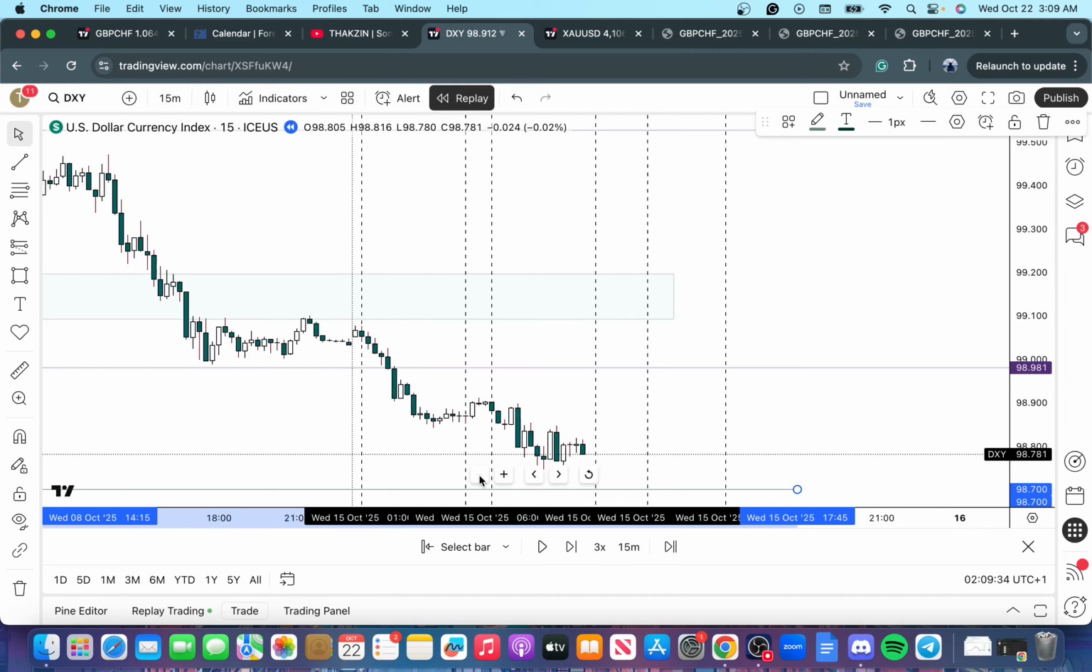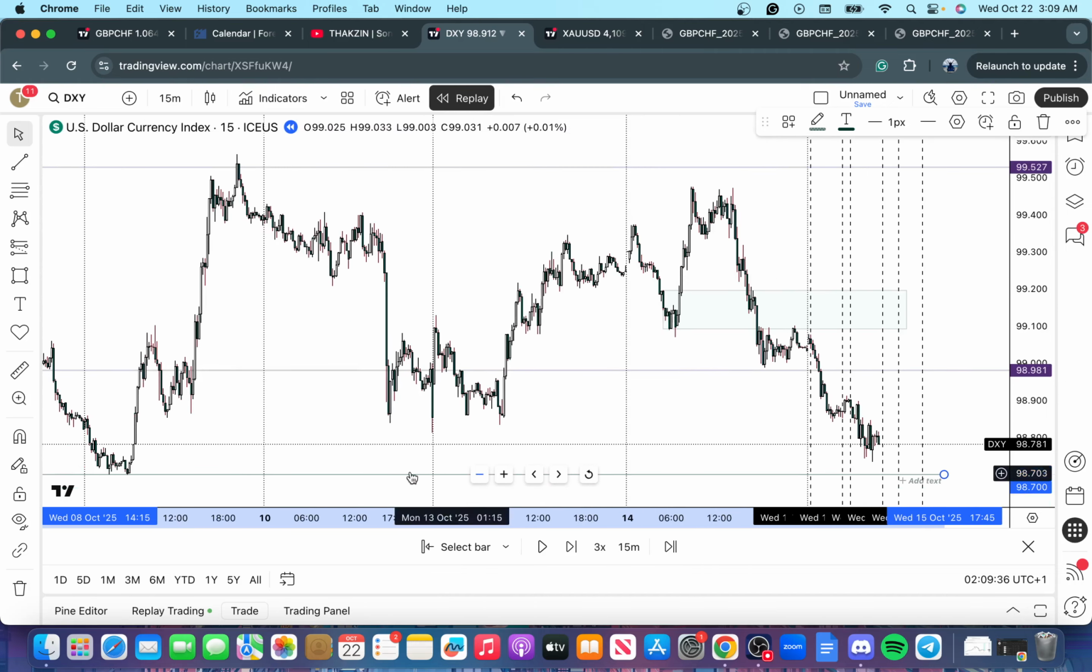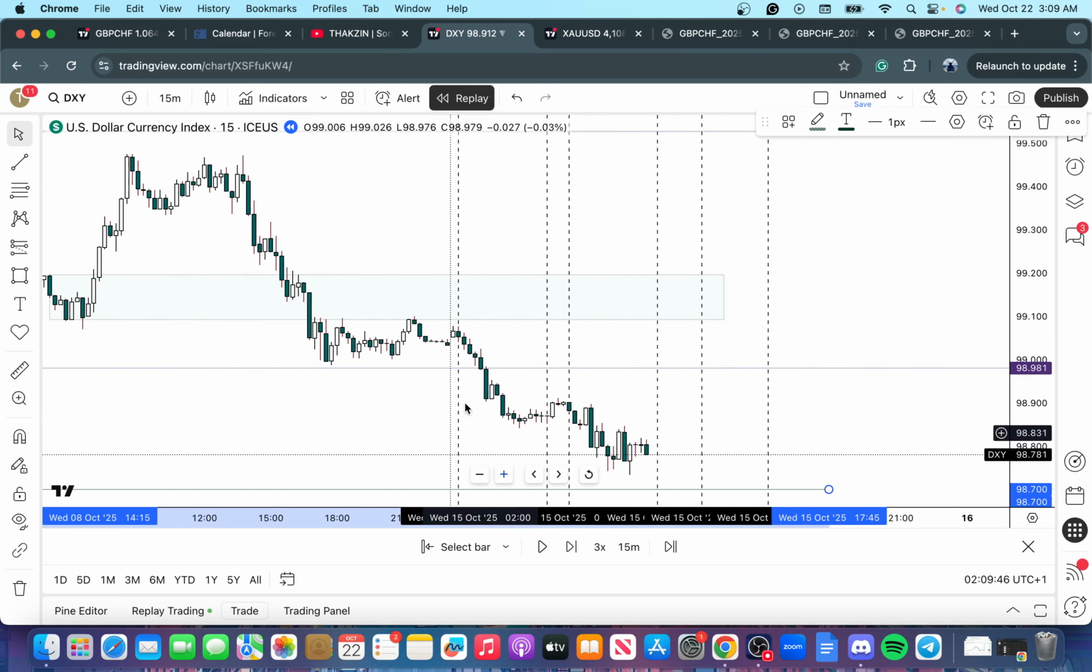Because we're seeing displacement lower, right? Displacement lower from into my general liquidity. So I am going to make a lot of money because now we're seeing DXY go lower. But you can see during Asian session we had a massive expansion lower. Now this is not necessarily super massive, right? But this is an expansion lower.